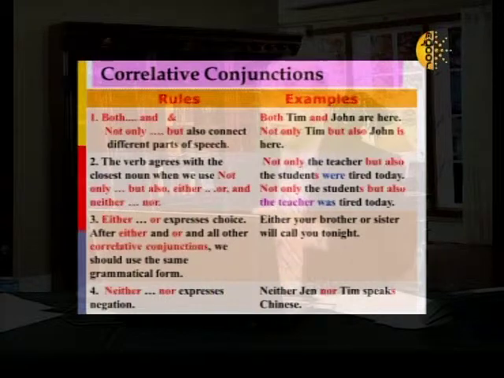So these were the rules that we studied last week. They are followed by the same grammatical form. That's one rule. Another rule was that with an exception of both and, the rest of them, the verb agrees with the closest noun, not with what is in the whole sentence. That's something very important to know. And also, of course, we talked about the meaning.